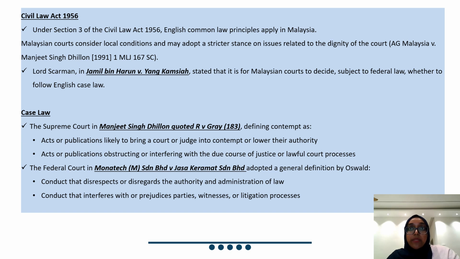Now, looking into some case law definitions of contempt, in the case of Manjit Singh, the Supreme Court quoted a simple definition from the case of R versus Gray. Russell of Killowen said that contempt includes any act or publication that is likely to bring a court or judge into disrespect or reduce their authority. It also includes acts or writings that interfere with the proper running of justice or the court's lawful processes. Also, in the case of Monatek, the Federal Court adopted a broad definition of contempt. They said that it covers any conduct that tends to show disrespect or interfere with the authority and functioning of law or prejudices the parties, witnesses, or the court during litigation.